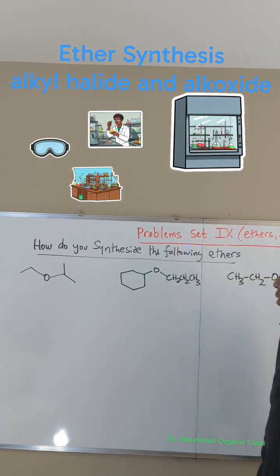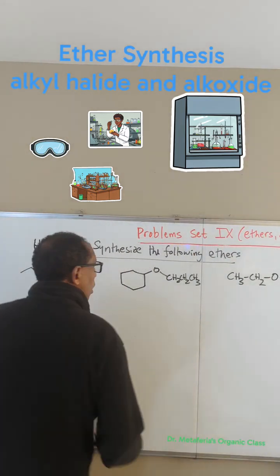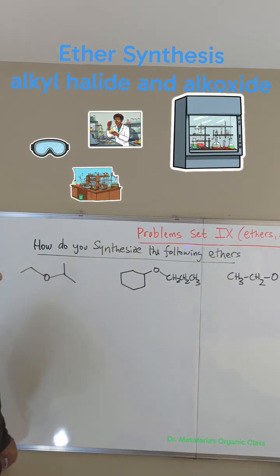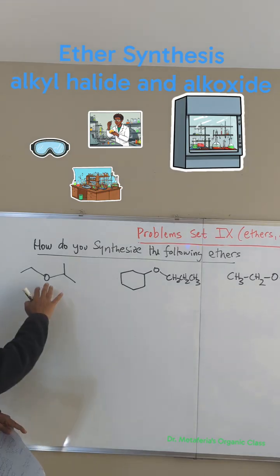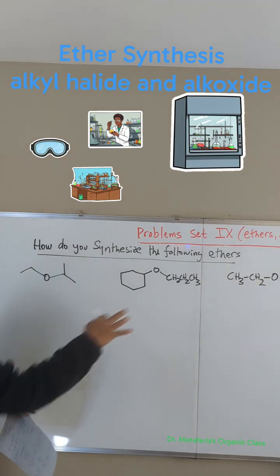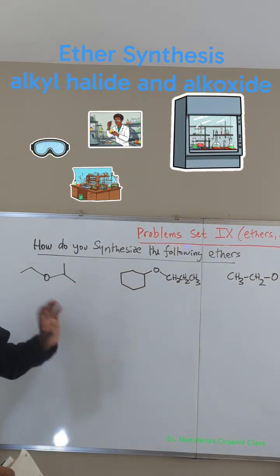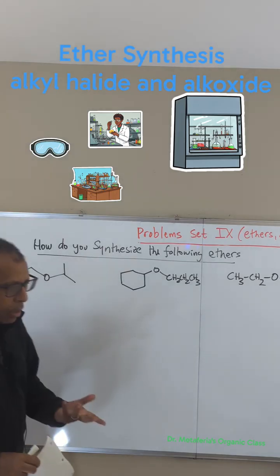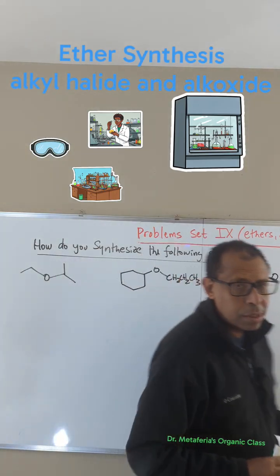Let's go ahead and try to solve this problem. The problem here is there are three different ethers, and the question is to give two counterparts showing how you would synthesize these ethers. As you know, ethers are synthesized by Williamson Ether Synthesis.